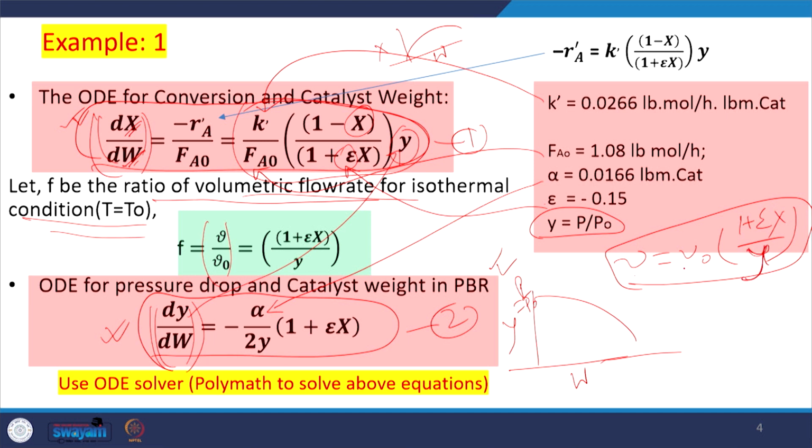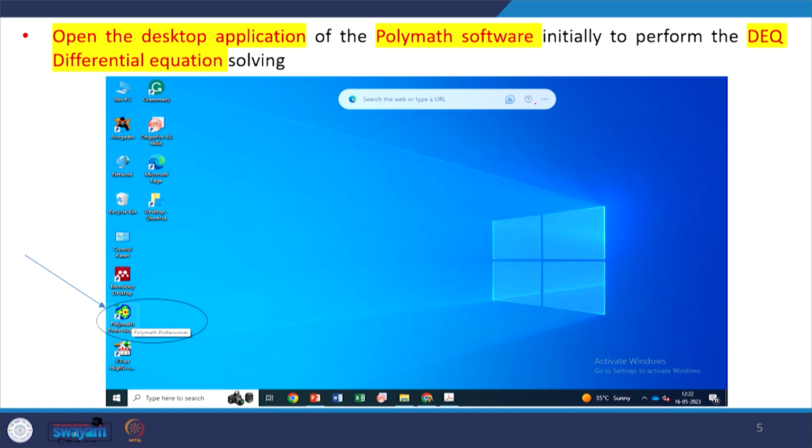So, V by V naught equals F, that is the factor or ratio of the volumetric flow rate at particular times to what was initially fed, from the reactor's entrance or inlet. So, here the y value is needed, and the epsilon value is given here. The y value we have to get from here, for a desired conversion. Now, these two equations and these parameters we have to use in the Polymath software.